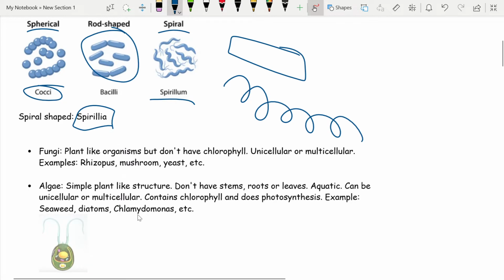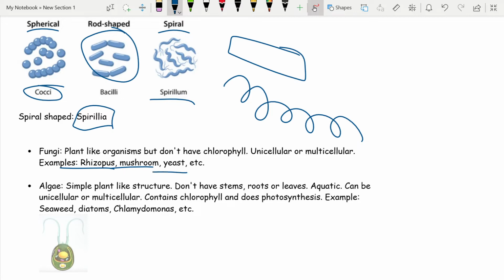Then we've got fungi. Fungi are plant-like organisms but don't have chlorophyll. They are unicellular or multicellular, unicellular meaning one cell in them, and multicellular meaning many cells in them. Examples are Rhizopus and mushroom. You have eaten mushroom on pizza, you know. That's the mushroom that we're talking about. Yes, mushroom is not a vegetable, it's a fungi. Then we've got yeast. Yeast do anaerobic respiration.